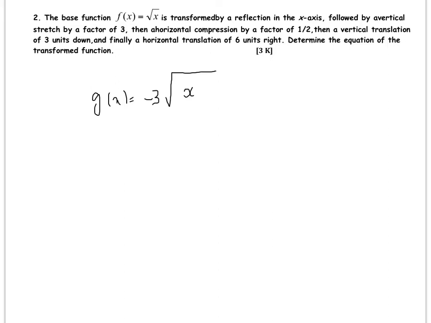Now there is a horizontal compression by a factor of 1 over 2. Remember, for horizontal compression or stretch, we are always using 1 over b. Since this one is 1 over 2, this becomes 2 here. Then a vertical translation of 3 units down, so this becomes negative 3 here. And finally, a horizontal translation of 6 units right, so this one is going to be minus 6. So this is going to be our final equation of the transformed function.